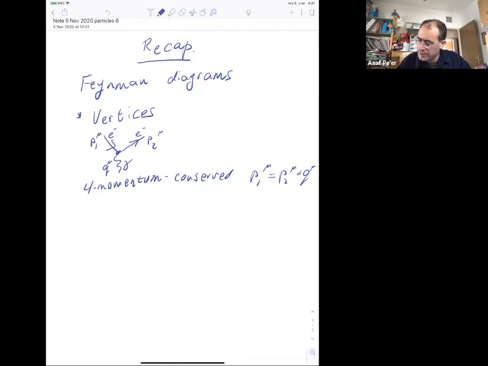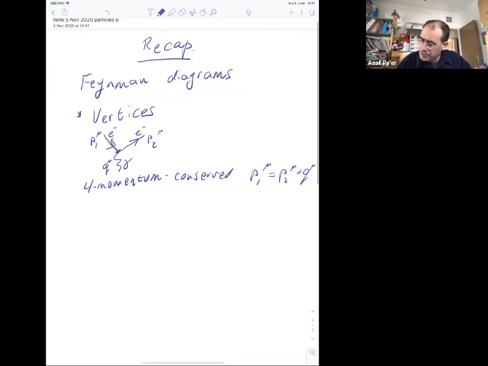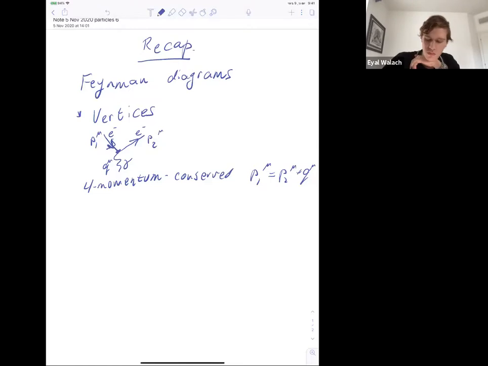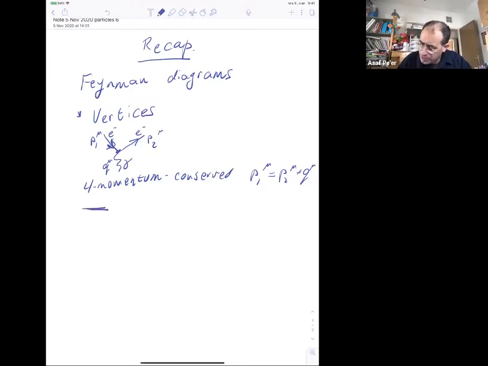We added the arrows. They represent the flow of charge. Now, an electron I will denote with the same arrow, but the positron with the opposite arrow. This will be an e+. So arrows represent conservation. They represent the flow of charge.